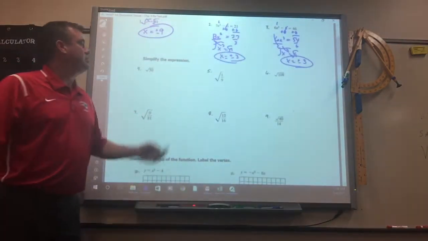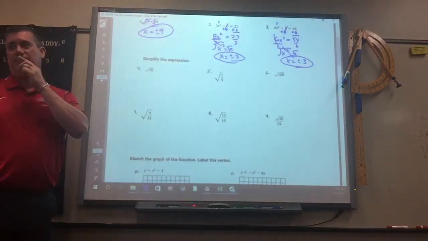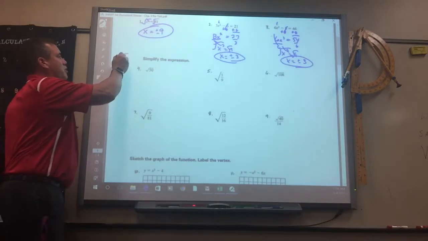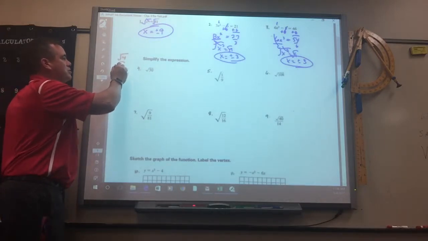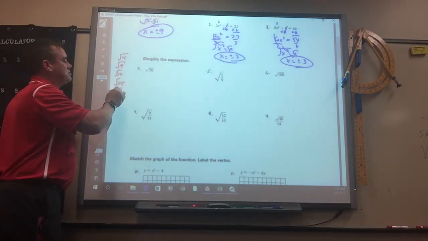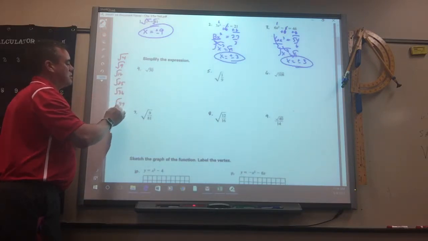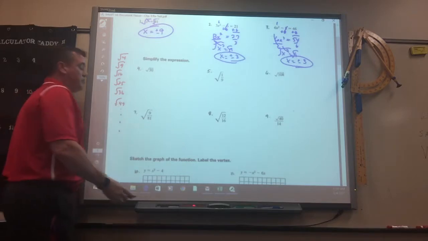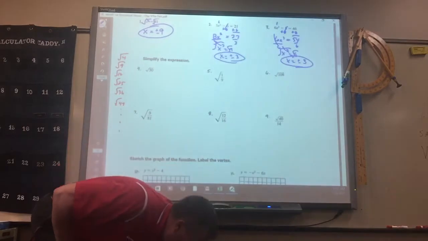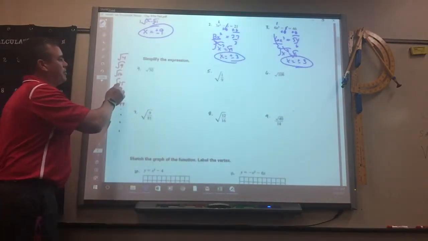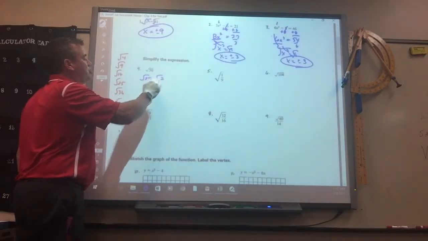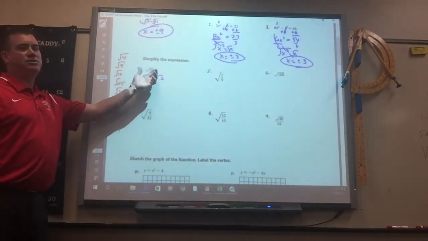Okay, to simplify radicals, in order to simplify them, you've got to check to see if any of the perfect squares go into them. 2 times 2, 3 times 3, 4 times 4, and so on. 25. Okay, so what perfect square goes into 50? 25. I can split this up into 25 times 2 because that turns into 50.